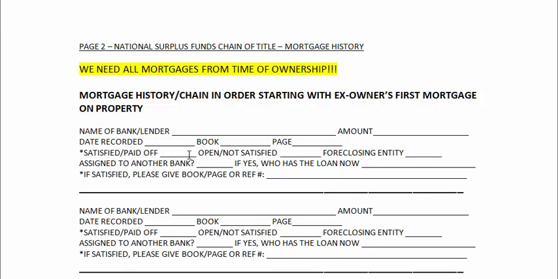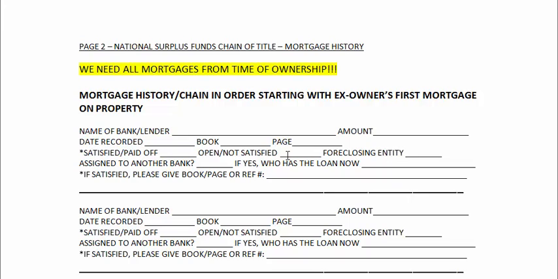Was it satisfied or paid off? You've got check boxes here. You can put yes or no, and then you've got open, meaning not satisfied. Or if it was the foreclosing entity, guys, it's satisfied. In other words, if the only mortgage you found was from Bank of America, and Bank of America foreclosed, they were owed 60, they got their money, there's a 20,000 in overage, you check foreclosing entity. You'd know that doesn't count anymore.